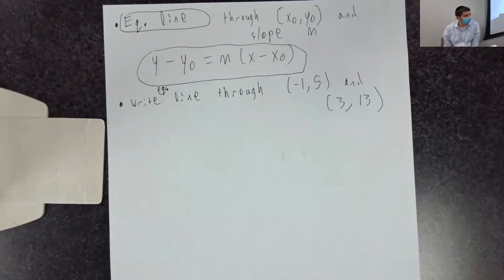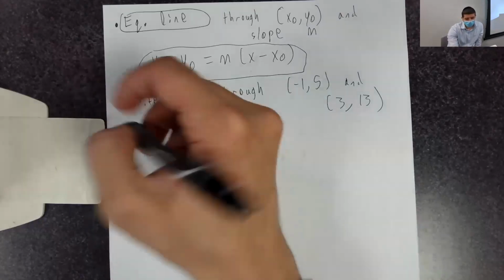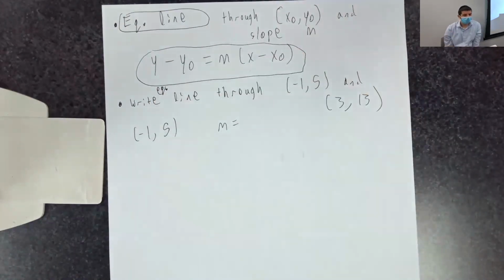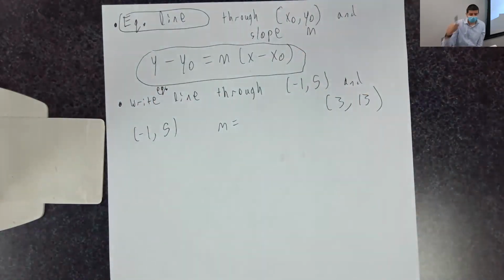Which one should we pick for the point? What do you guys want to use? -1, 5. Which one's more appealing? -1, 5? Okay. And what's the slope? 2? Right, it's the one that we computed before.